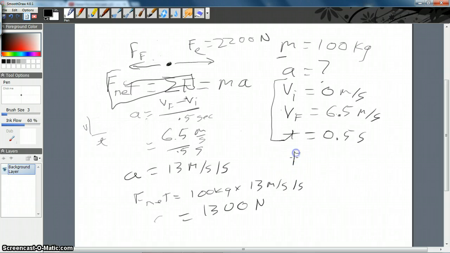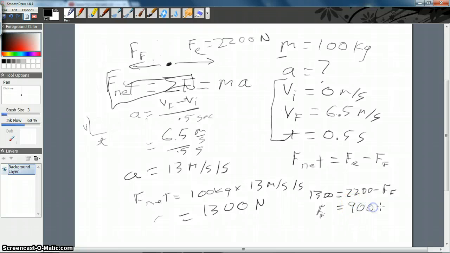But my force net is going to equal force of the engine. We know that friction is going to be a negative, so I'll just say minus the force of friction. 2,200 minus the force of friction. And F net, we said, was 1,300. And this equals, well, the difference there, we can move force of friction over here, subtract 1,300 from both sides, and say 900 newtons.